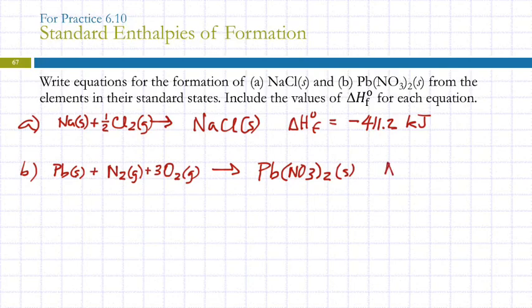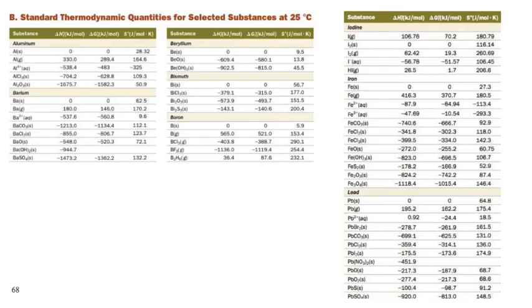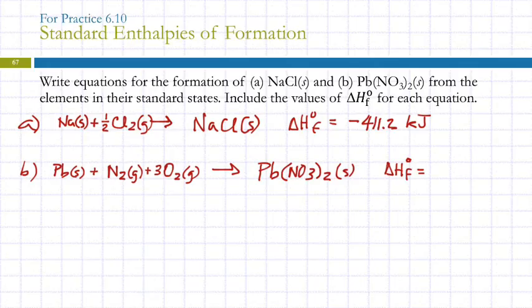And I'm supposed to write the heat of formation. So I have to go to that table again, and I have to find lead nitrate. So here's lead nitrate, solid, minus 451.9 kilojoules. Any questions?